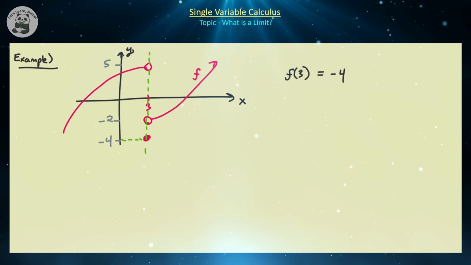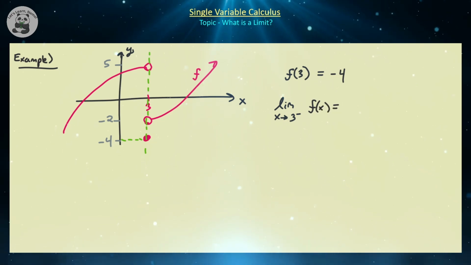Now let's calculate the left-hand, right-hand, and the overall limits of this function at x is equal to 3 and see what they are equal to. So the limit as x approaches 3 from the left is equal to what? So as we approach 3 from the left-hand side, we're going to be approaching a y value of 5, right?